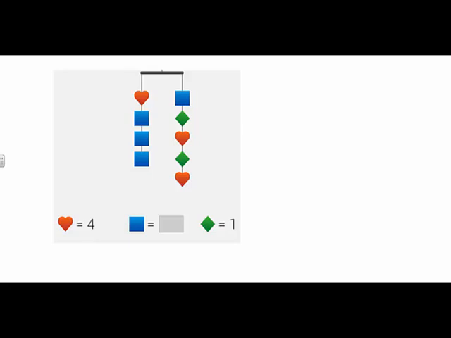So let's say you were asked to figure out in this balance mobile the weight of one of these squares. You would know a few things, namely that this would be 1 pound, the heart is 4, and the rhombus is also worth 1, and then you've got another 4. So essentially all of this together is 10 pounds.